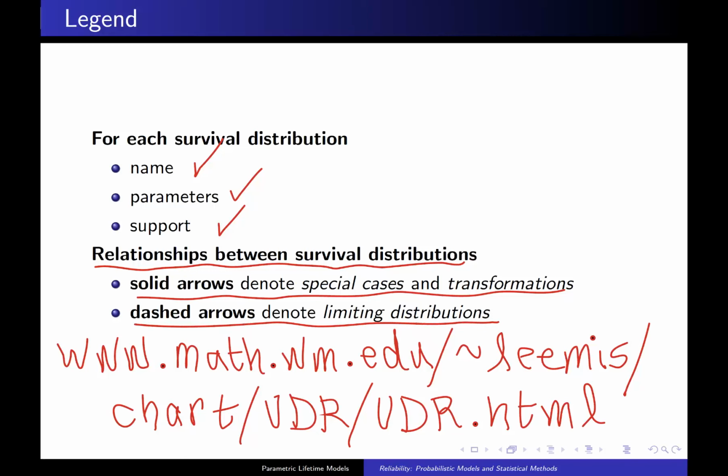This website down below here is a superset of this particular figure that you saw on the previous page, and it contains more distributions, not only those with non-negative support, but all distributions, some like the normal, which have support from negative infinity to infinity. The UDR that you see right here and right here stands for univariate distribution relationships, and this was put together by a number of the computational operations research students at William and Mary.